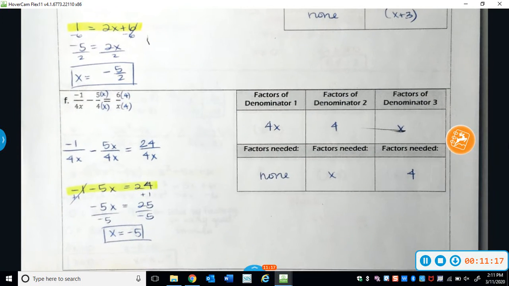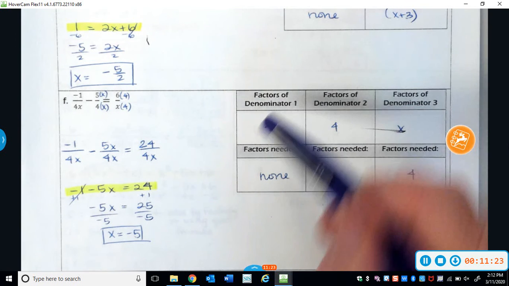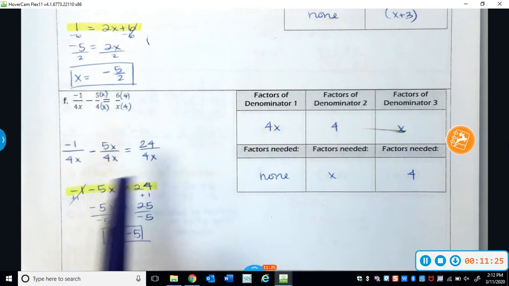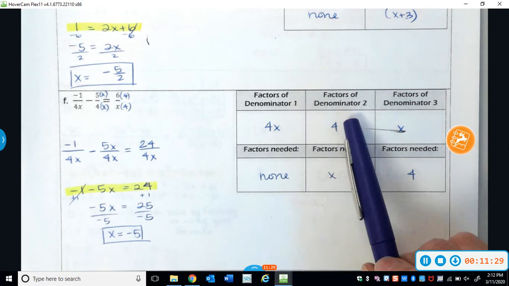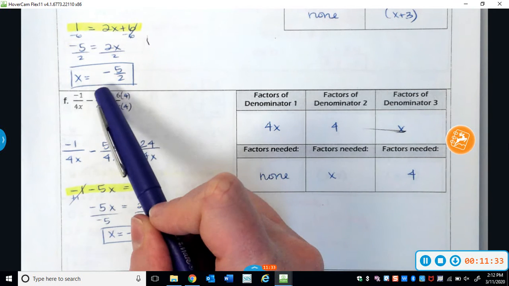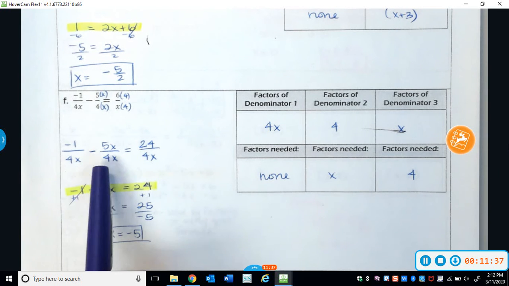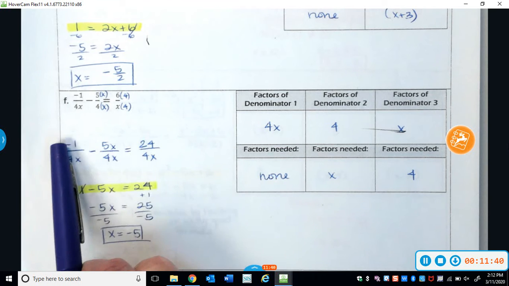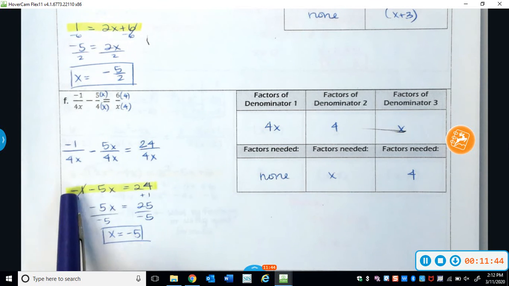For the last one, when I compare all of the denominators, I could even write this out as 2 times 2 times x, but notice I'm going to try and make them all 4x in the end. So the first fraction needs nothing, the second fraction needs an x, and the last one needs a 4. So I started by multiplying an x to this one and a 4 to this one. Once the denominators are the same, I'm looking at the numerators and I'm solving that. So that I've highlighted in yellow.